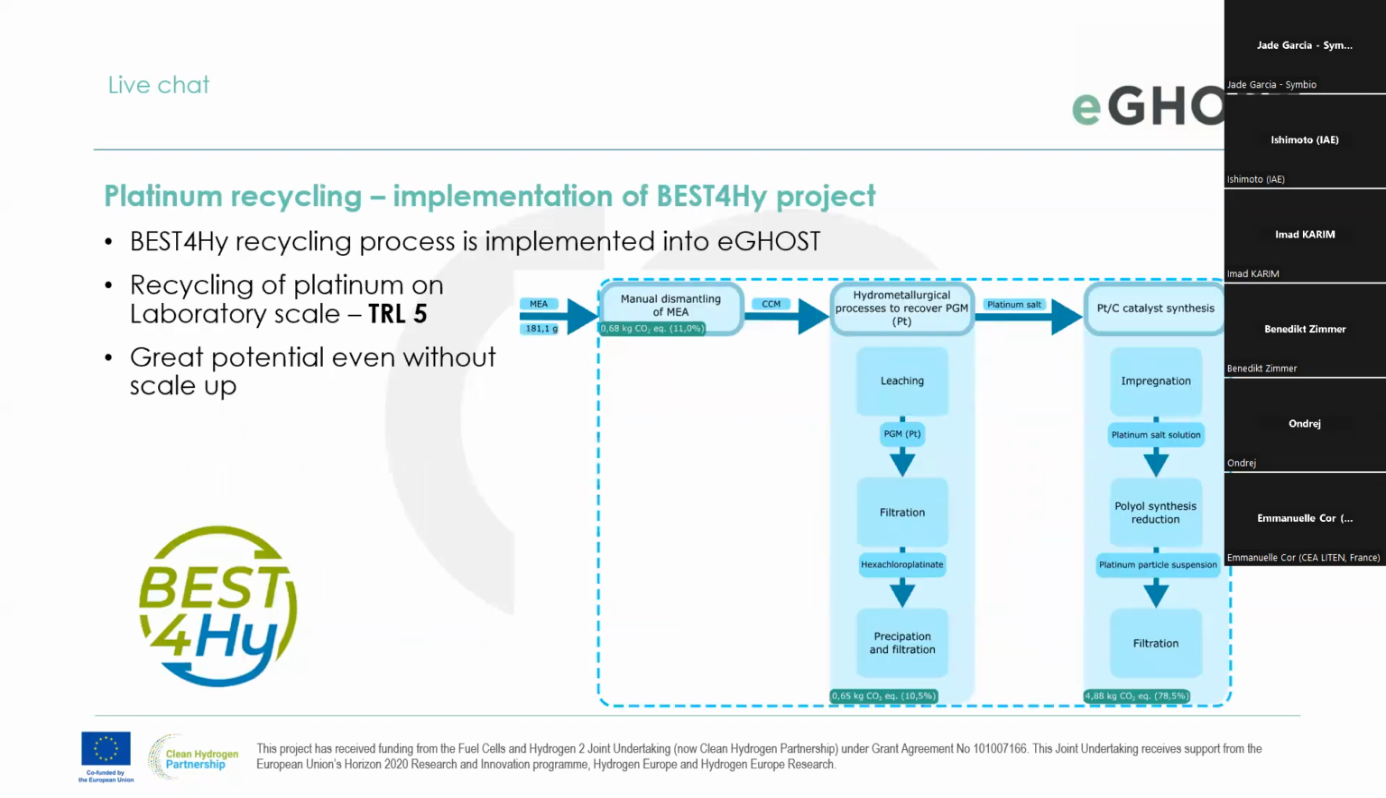Now, I mentioned we used the data, or we connected the Best for High project within the eGHOST. So the Best for High project basically develops a recycling for platinum recycling within the hydrogen technologies. Within those, it believes that we can also recycle ionomer within the Best for High, and this is just a schematic of what we achieved. And the point is that the environmental impacts of the recycling platinum are also lower than the virgin ones. Of course, this is just a bonus, because the main thing is that we have this circularity of materials.